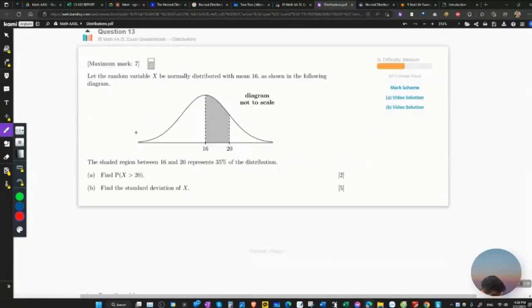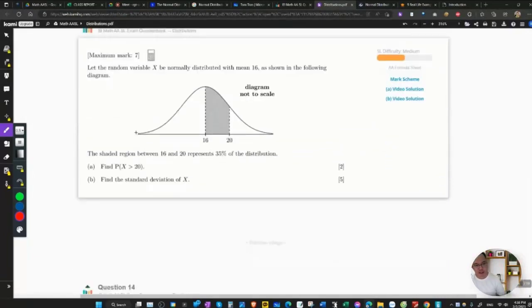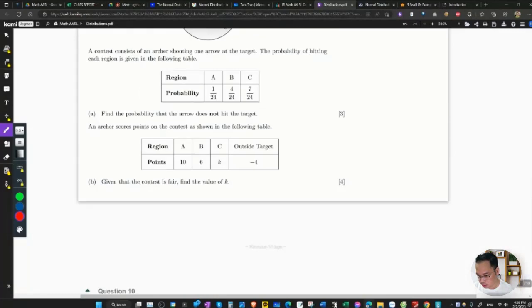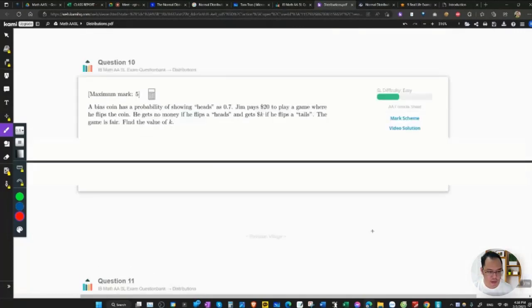13. Right. Let the random variable x be normally distributed with the mean 16. Is it possible that I can navigate by hitting my... Okay, I think I can do that. Click here. No. Okay, sorting.